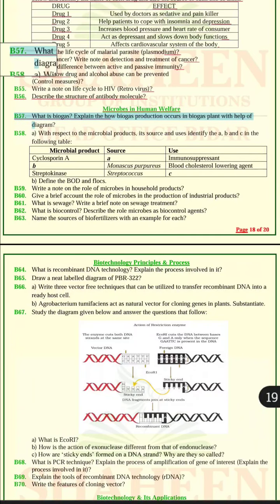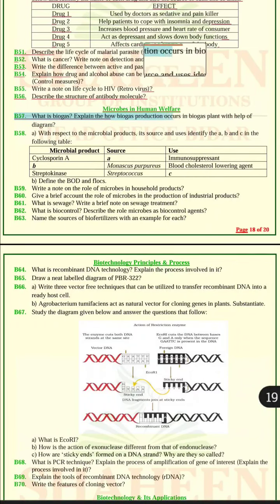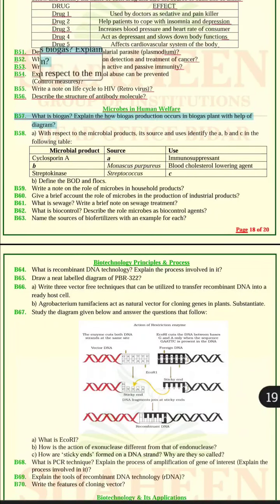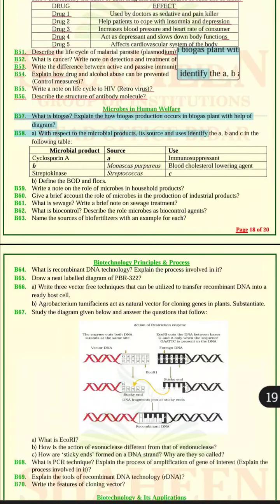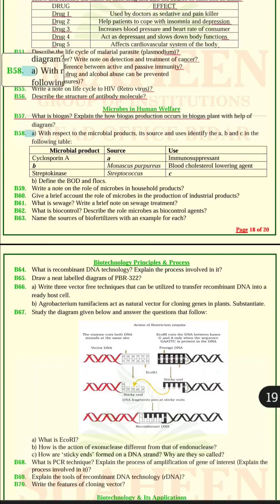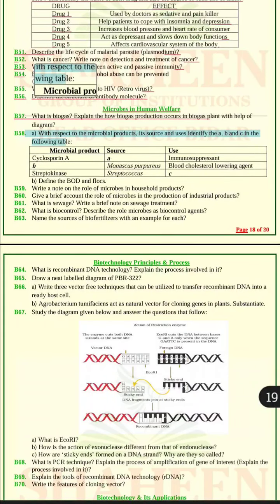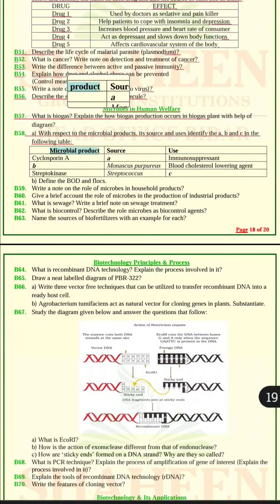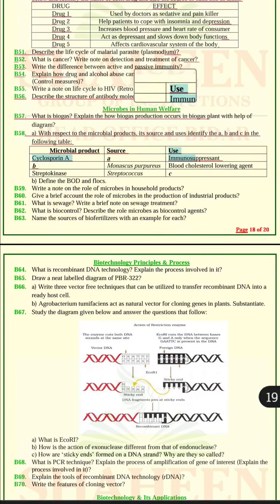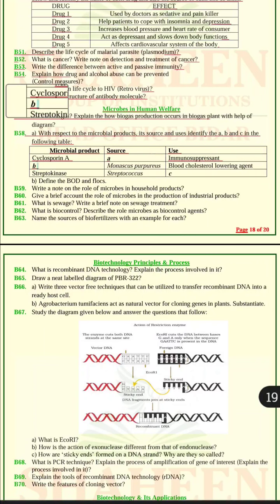Okay friends, let us start with the first question. What is biogas? Explain how biogas production occurs in biogas plant with the help of diagram. And question number 58. With respect to the microbial products, its source and uses, identify the A, B and C in the following table. Here we have microbial product on one side, source on one side, and use on one side. Okay, we have to identify A and B.